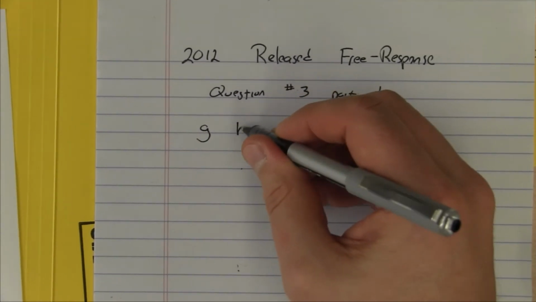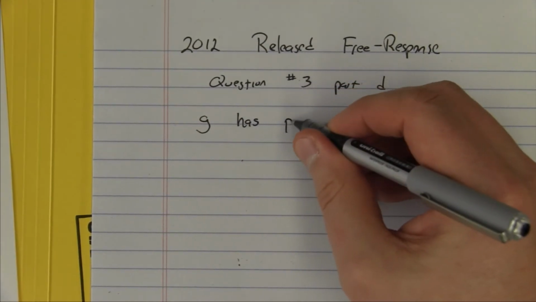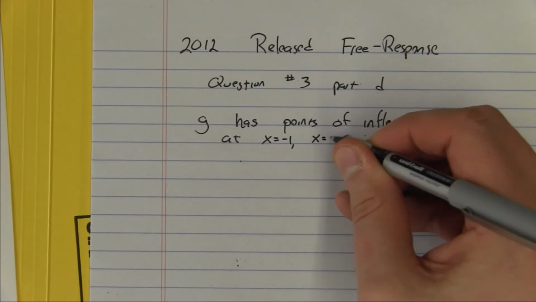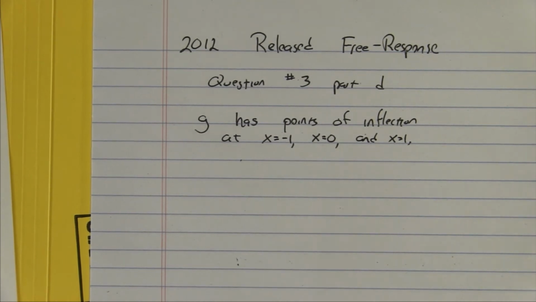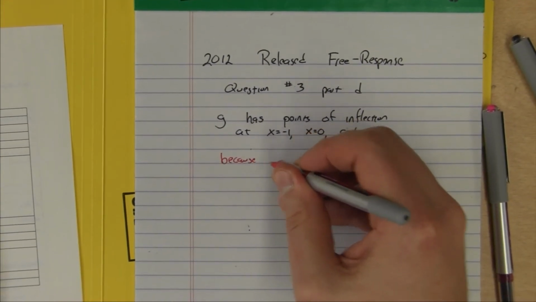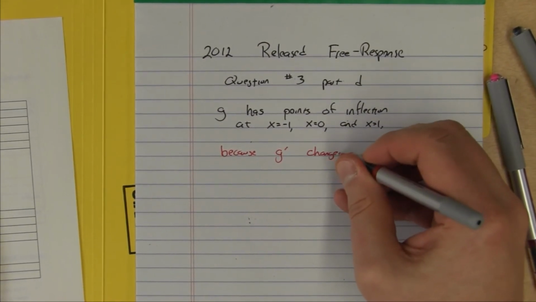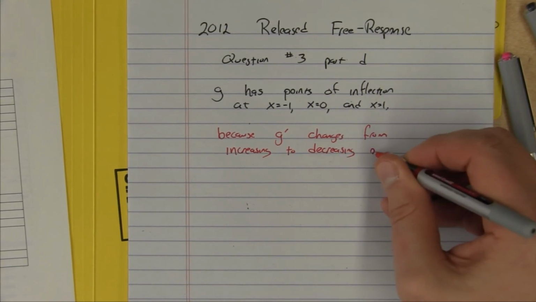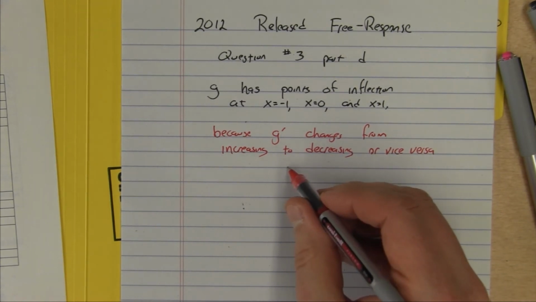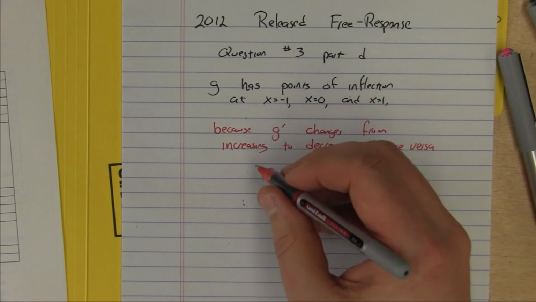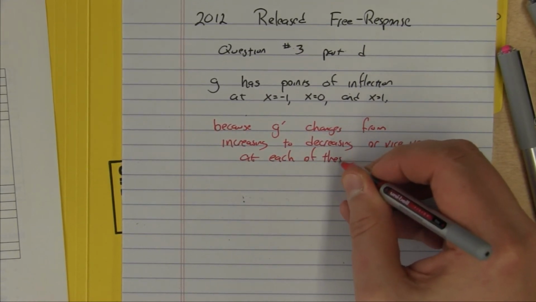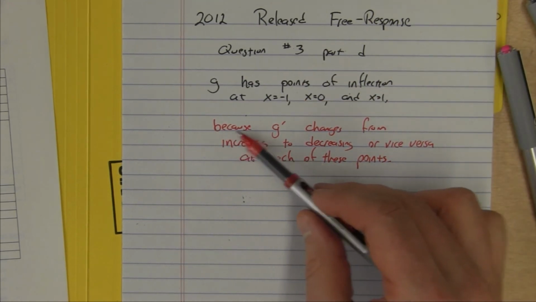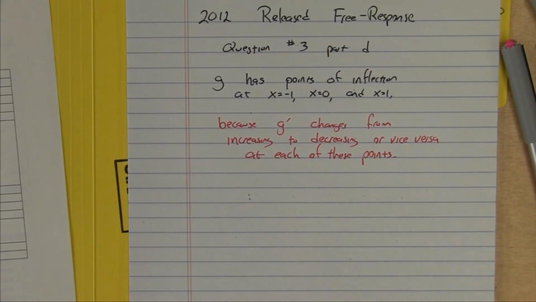We can say g, and we have to specify it's g that has these properties. g has points of inflection at x equals -1, x equals 0, and x equals 1. And now we need our justification point, so we're going to say because g prime changes from increasing to decreasing, or vice versa, at each of these points. I'm going to avoid the redundancy and say at each of these points. And that's a complete statement that tells me that the points of inflection are at these points, and the reason is because g prime changes from increasing to decreasing. And that's our final answer to part D.